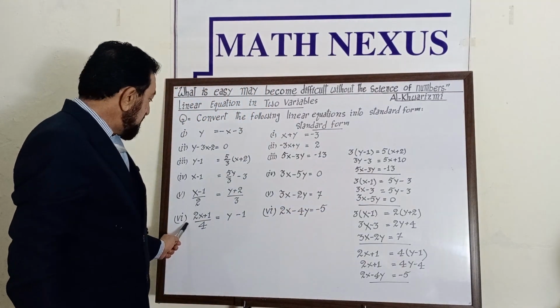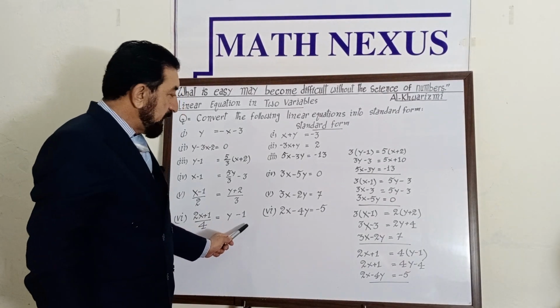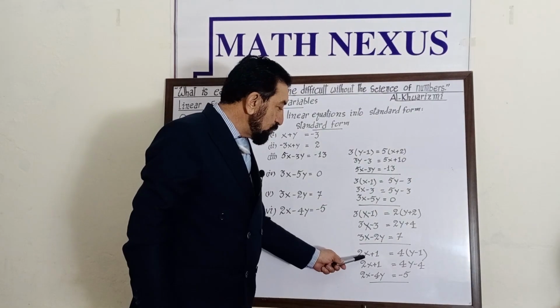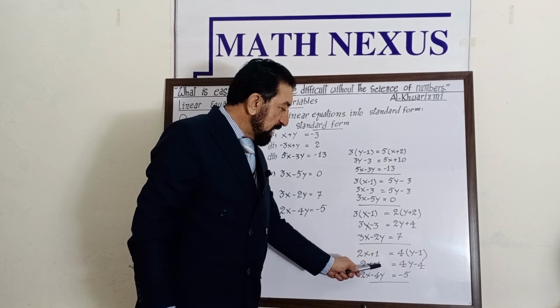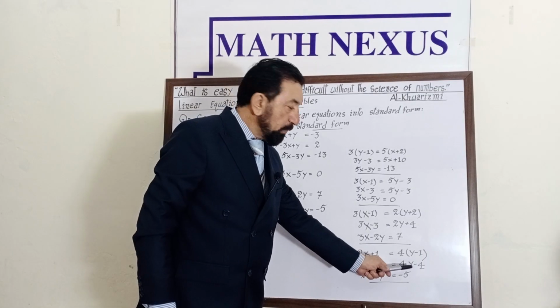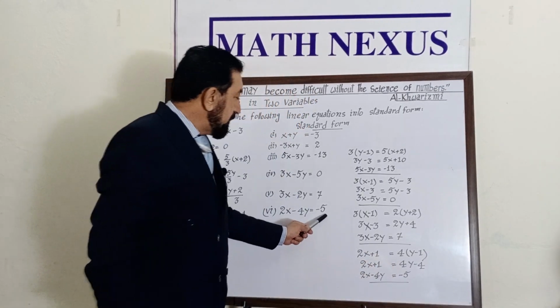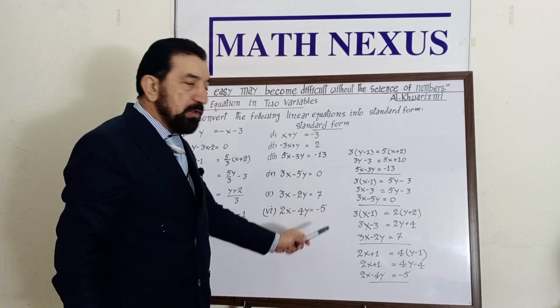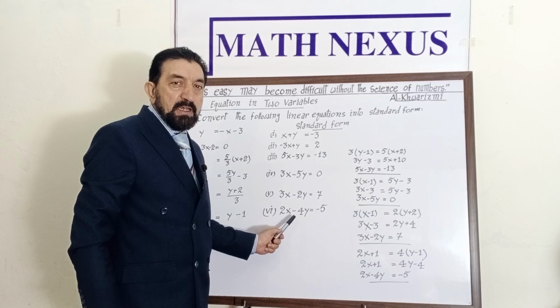Another question, number 6. 2x plus 1 upon 4 equals y minus 1. According to cross multiplication, 2x plus 1 equals 4 into y minus 1. 2x plus 1 equals 4y minus 4. 2x minus 4y equals minus 5. 2x minus 4y equals minus 5 is the standard form of this linear equation.